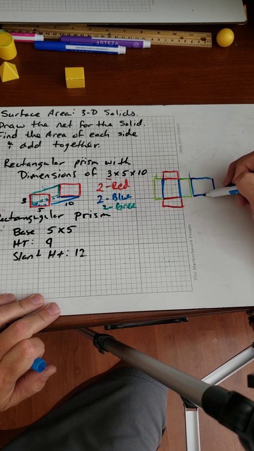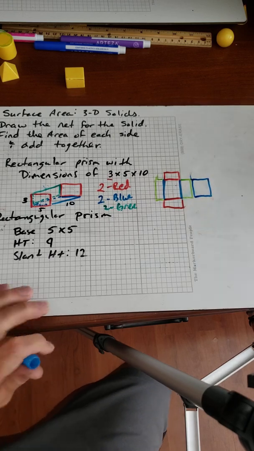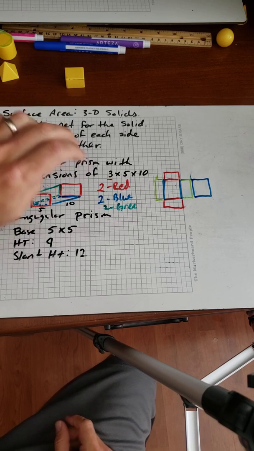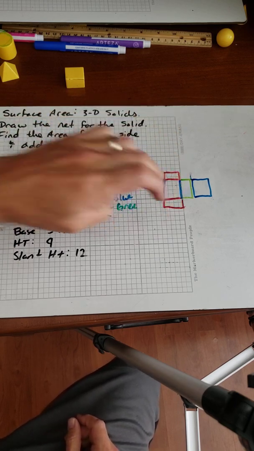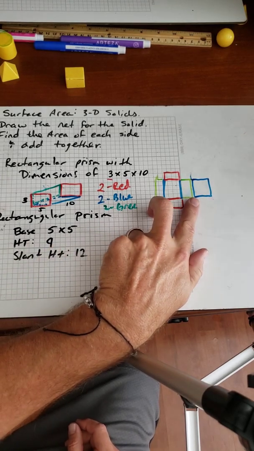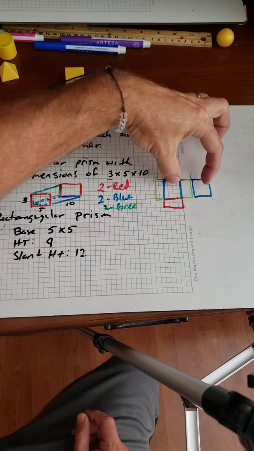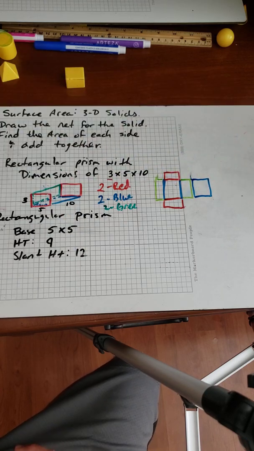All right, so there's the blue one. That's a terrible looking blue one. It's not even close to their side. Okay, so there we go. So now I've got the front and the back are my red ones. The left side and the missing front side are my two green ones. And the bottom base and the missing top base are my two blue ones. So now I can put in my dimensions.